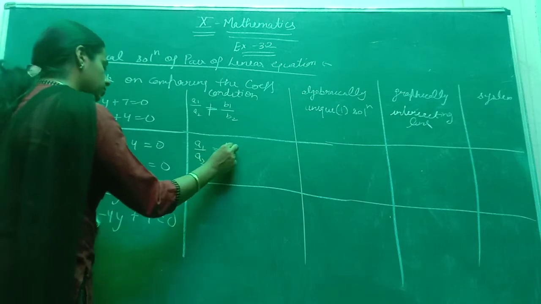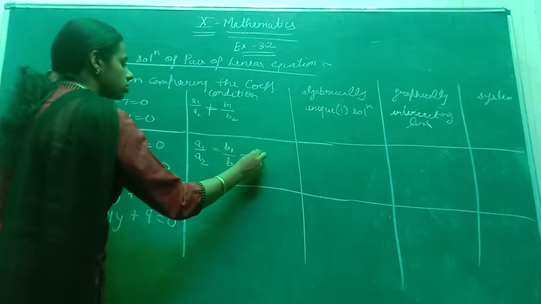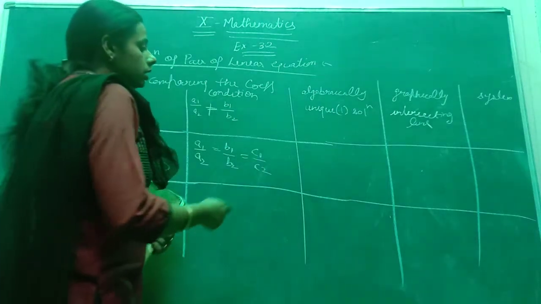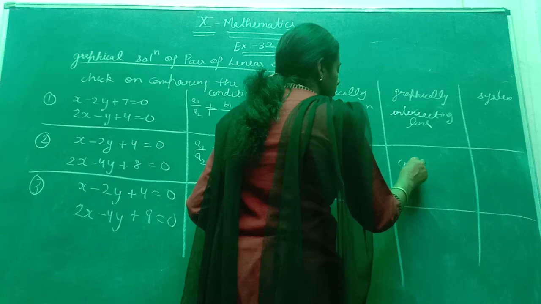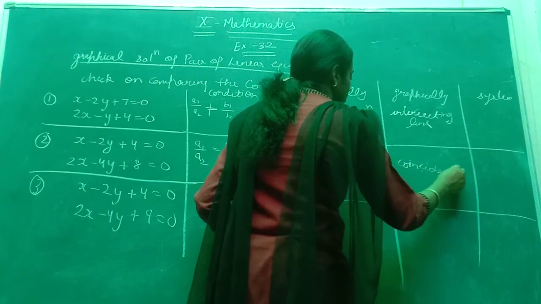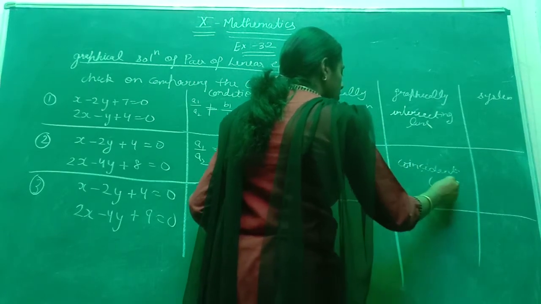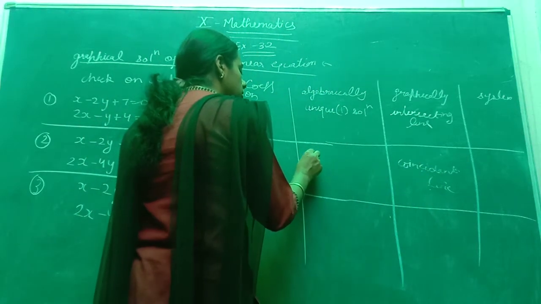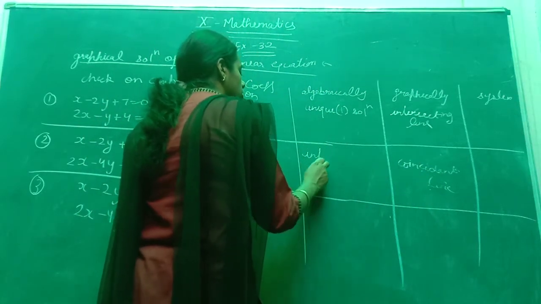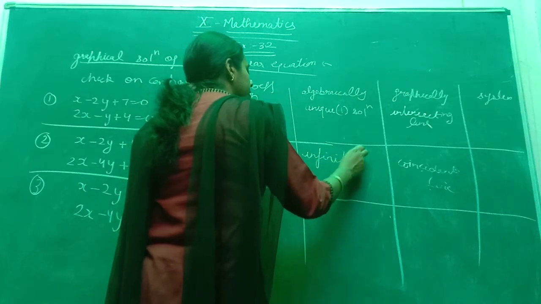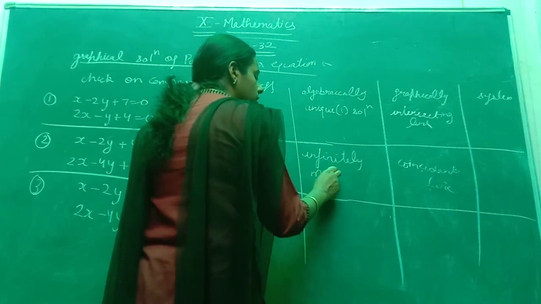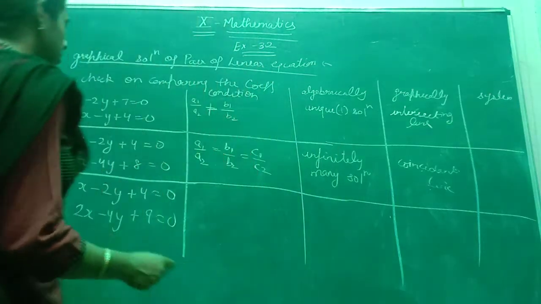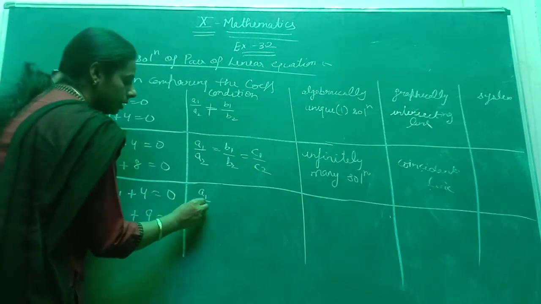Okay, this is the example where a1 by a2 is equal to b1 by b2 is equal to c1 by c2. If all are equal, then you can say that the lines are coincident lines. Okay, coincident lines are there, and how many solutions are there? Infinitely many solutions. Okay, this is the pair of linear equation.